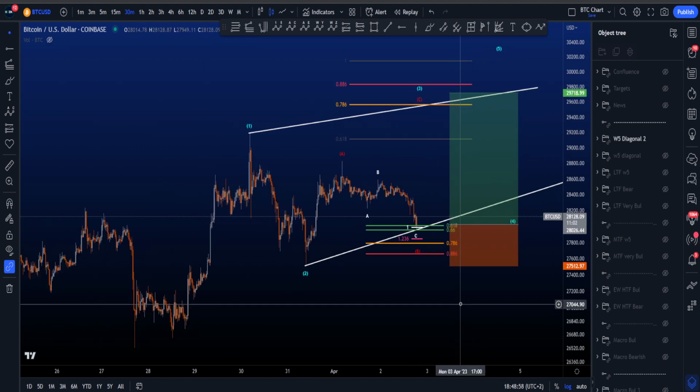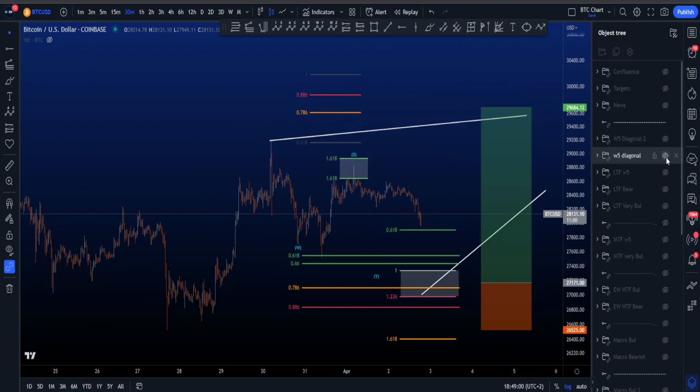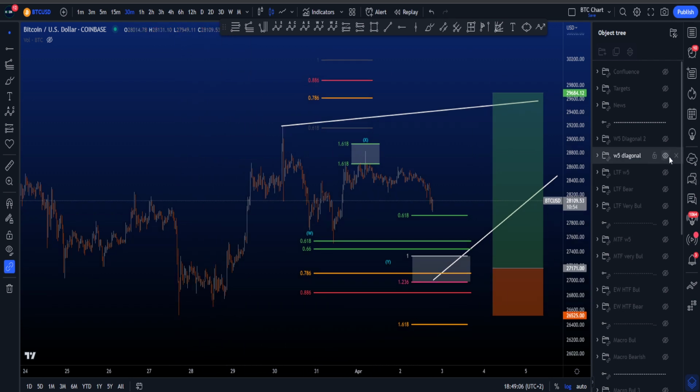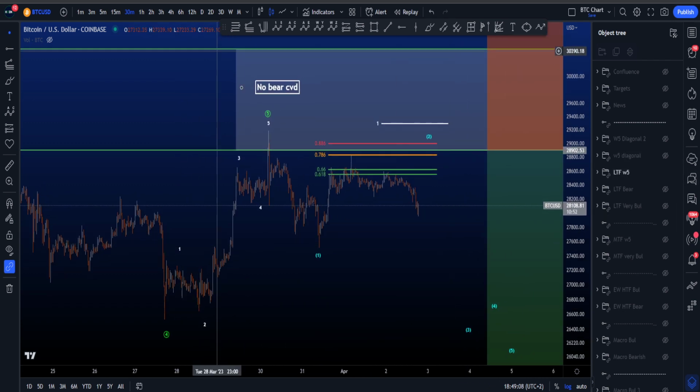So this is currently my preferred scenario. Then the second preferred would be this one. However, taking this low, we start to get very close to these lows. And then of course the last one I'd like to show you in this video is the move down.